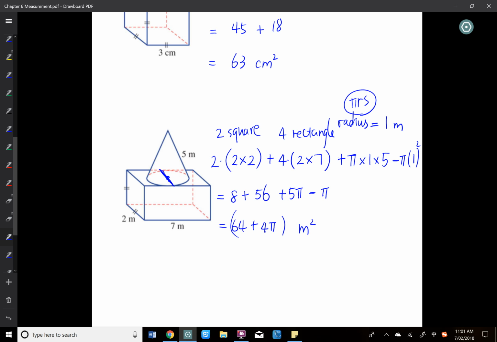But it hasn't finished because we lose a circle area on this rectangle. We need to subtract pi r squared for that circle. That's where it is covered. So we have 8 plus 56 plus 5 pi minus pi. We got 64 plus 4 pi. You must keep the answer in that form. Okay, you don't expand it like 3.14 and give me 79 point something. You don't do that. So keep your answer in that form. Do not change your answer. That's the exact value. Any questions regarding those two?